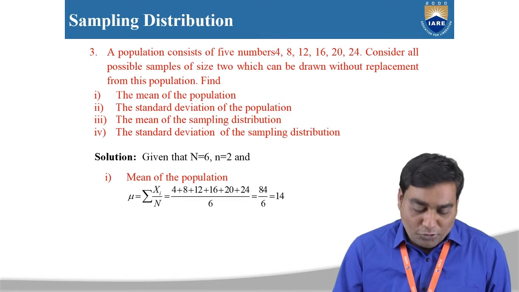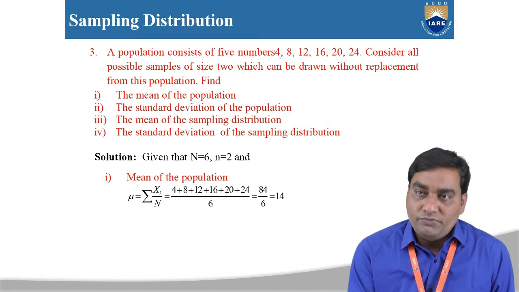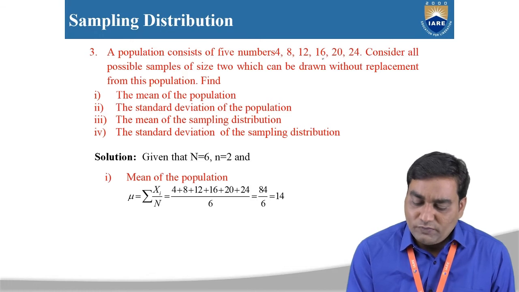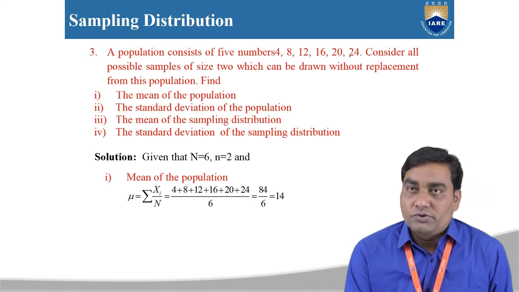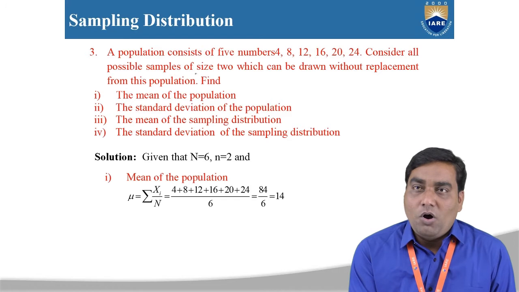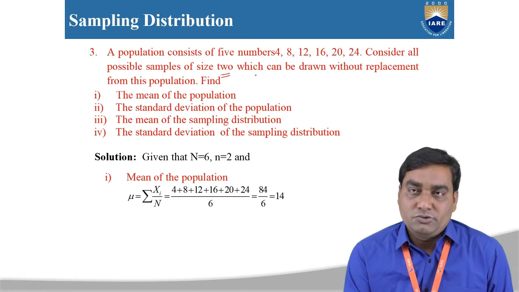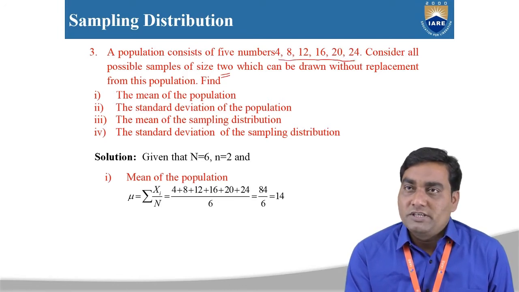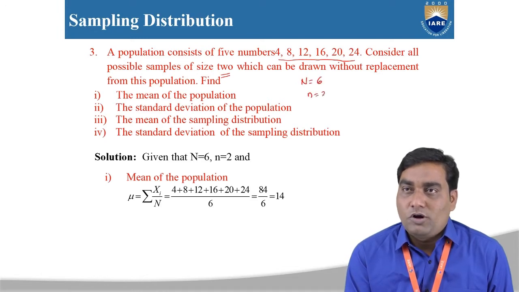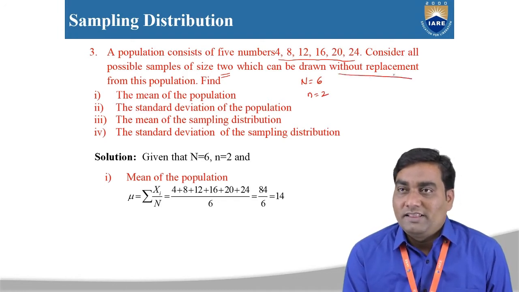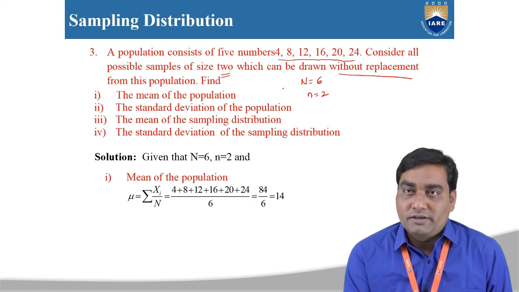Consider the problem. A population consists of 6 numbers: 4, 8, 12, 16, 20, 24. Consider all possible samples of size 2 which can be drawn without replacement from the population. Sample size is 2 and population size is 6, so capital N equal to 6 and small n equal to 2.